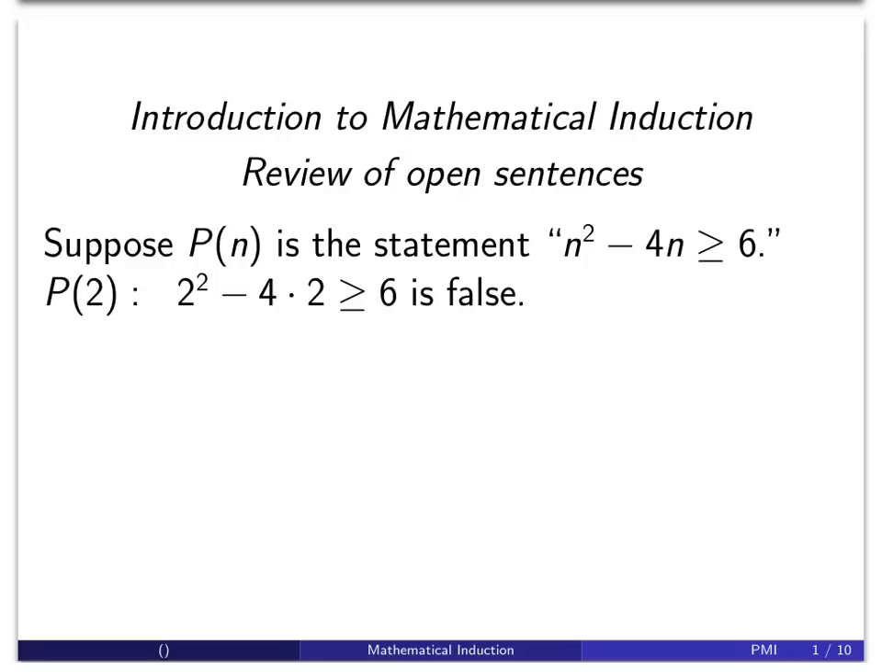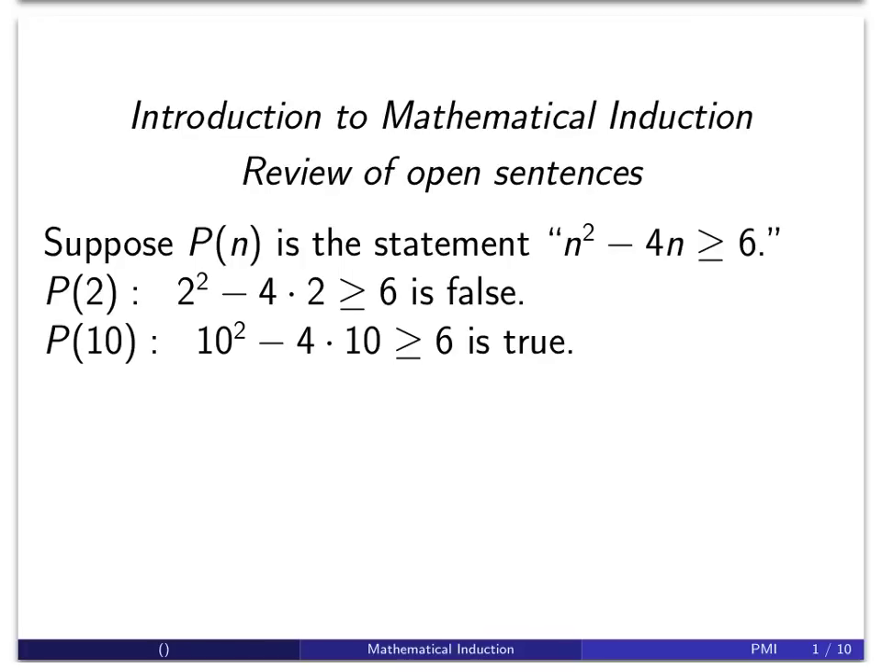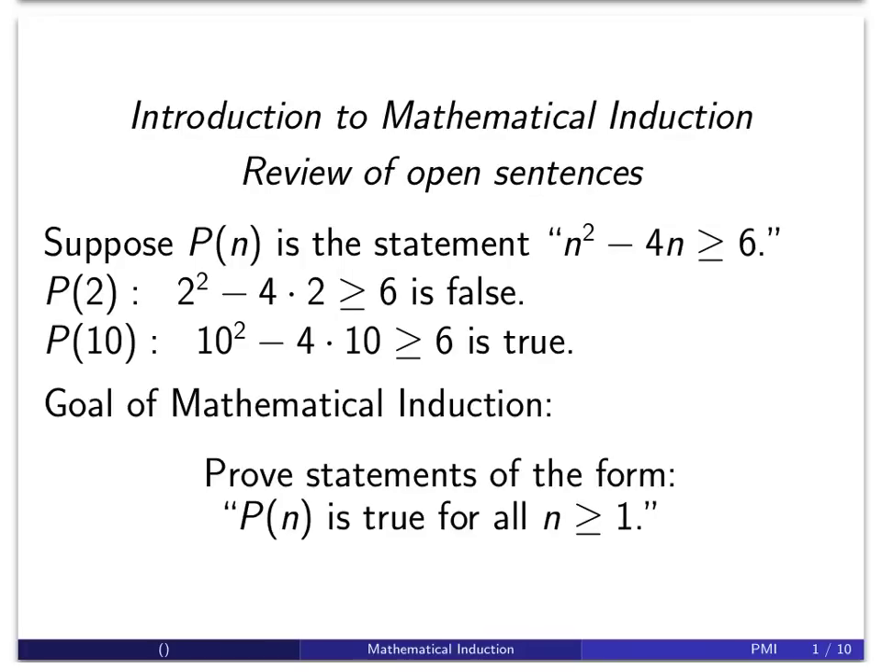Let's look at another one. P of 10: here we'd take 10 squared minus 40, that's 60, which is certainly greater than or equal to 6. Okay, so our goal in mathematical induction is to prove statements of this form: P of n is true for all n greater than or equal to 1. Now sometimes, instead of saying 1, we might say some number a instead.